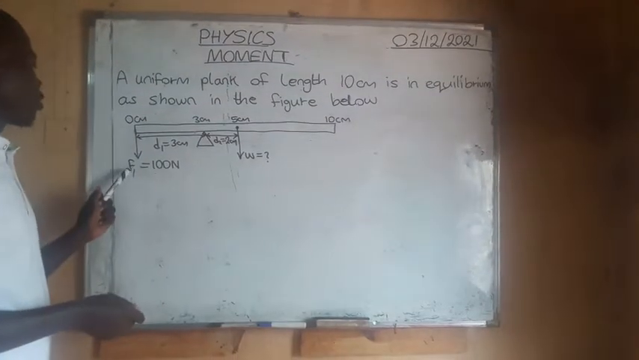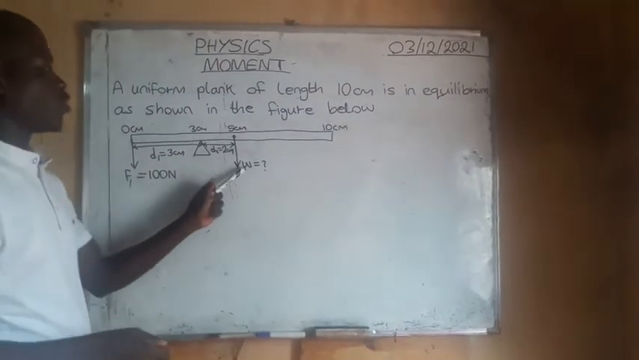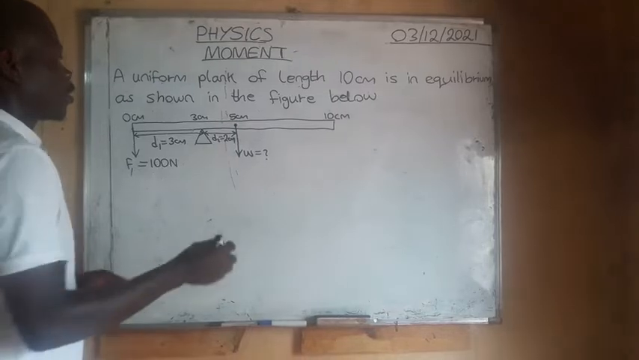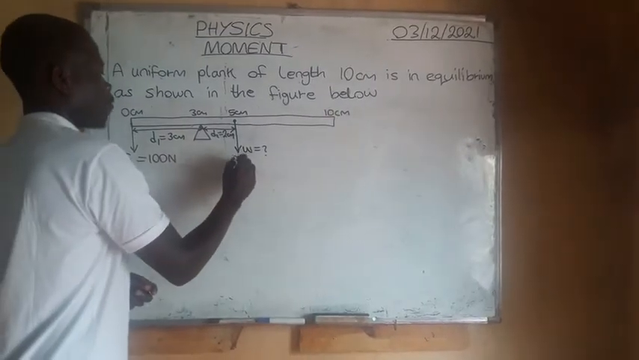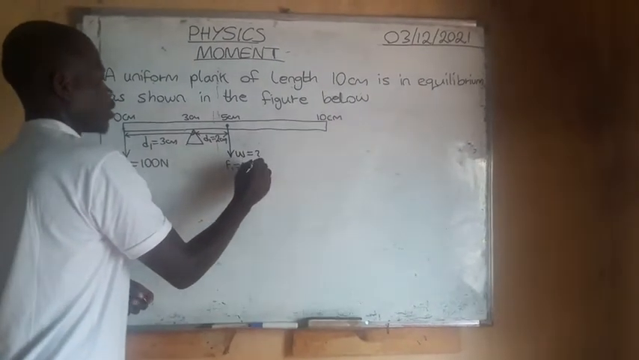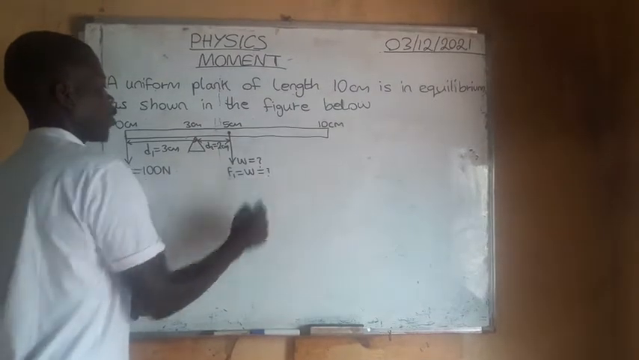Since here we are using F1, we should also introduce force on this side. So we are going to write F2, which is equal to the weight, equal to question mark.